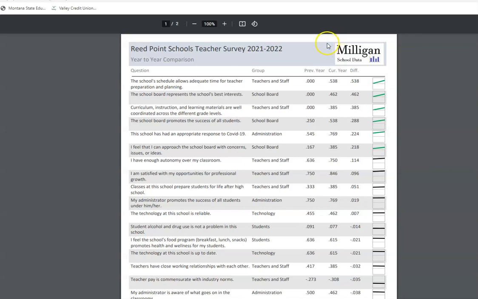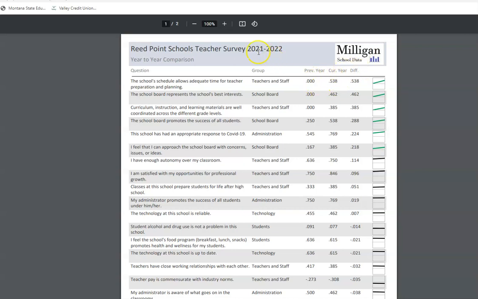So this report starts with obviously the name of the question and the group that it's in the survey, but then you get your previous year's net engagement score. So this report is showing the results of the 2021-2022 survey. So this previous year represents the results of your 2020-2021 survey. And in this instance, the question had a net engagement score of 0.